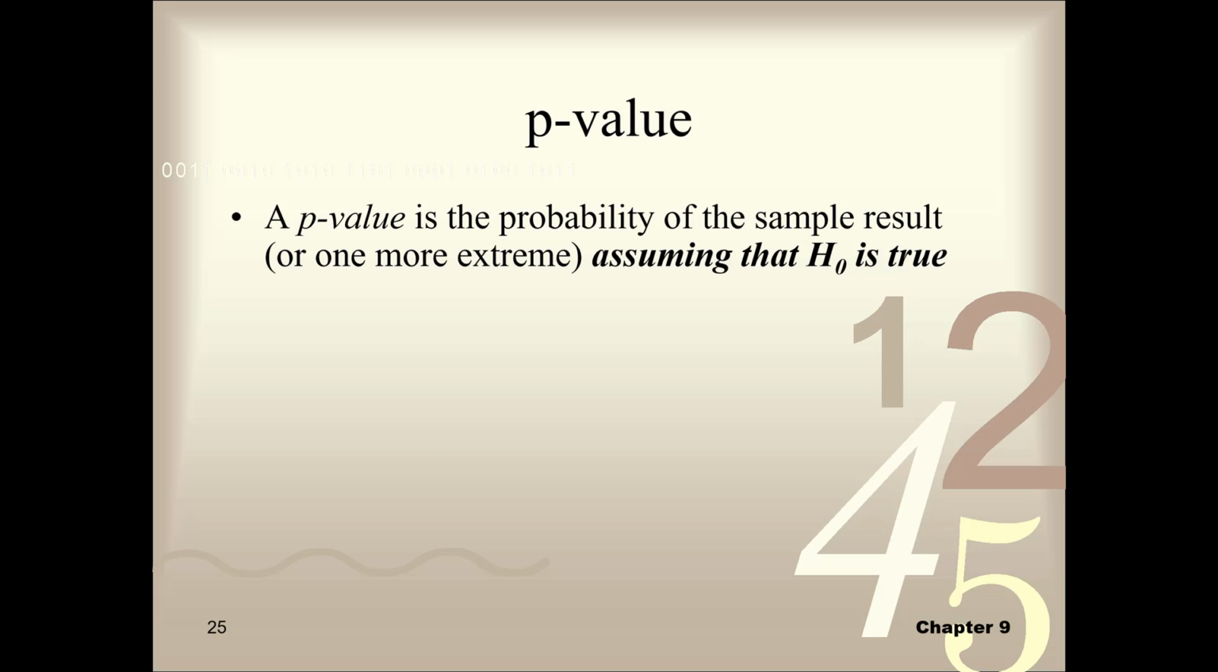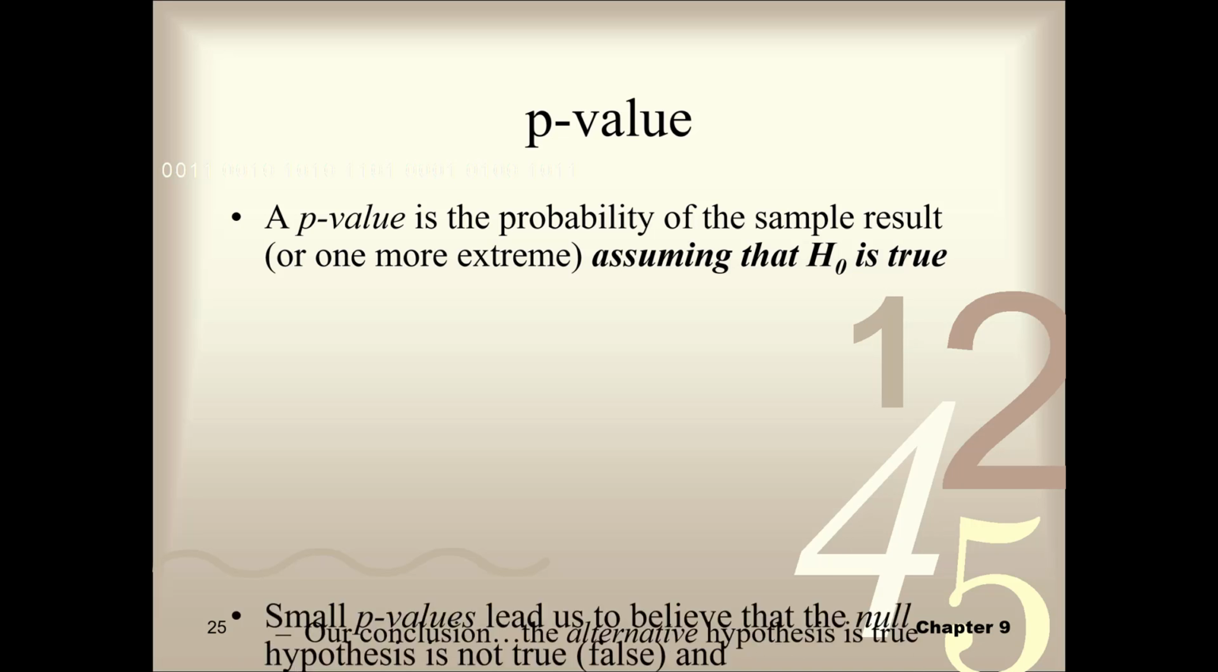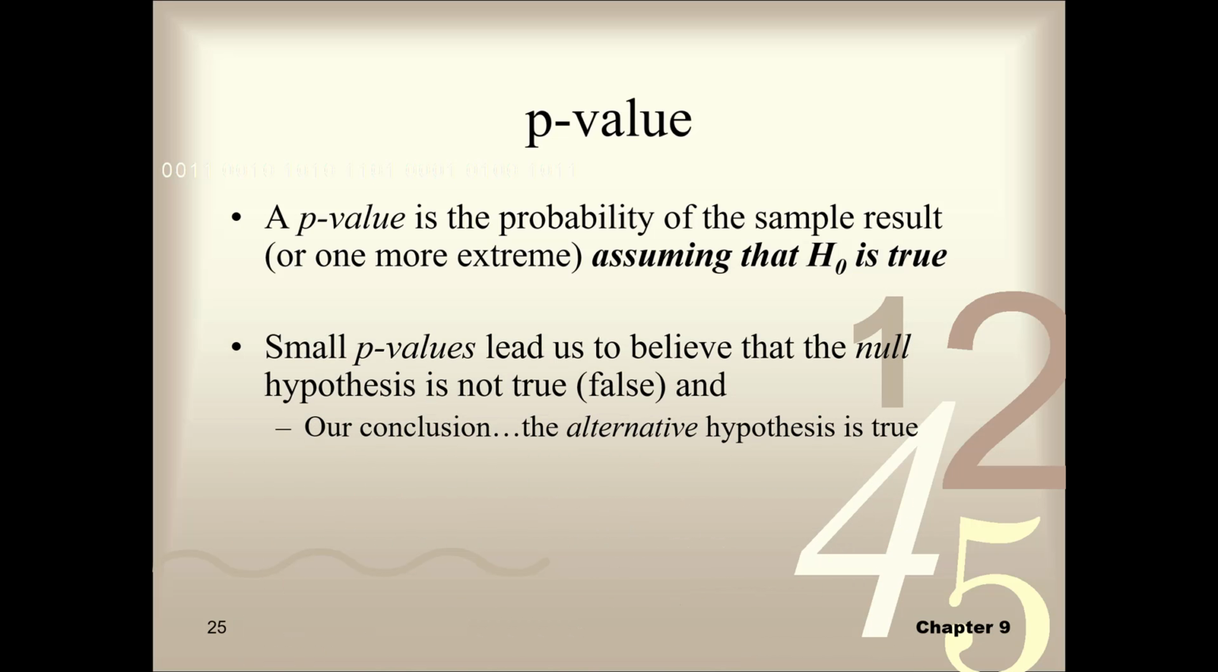Okay, and just again about the p-value, some different wording here. A p-value is the probability of the sample result, or one more extreme, assuming that null is true. So this is describing the p-value not in the context of the problem we just saw. If it was a less than problem, it would be a p-value is the probability of the sample result, or one less, assuming the null is true. So small p-values lead us to believe that the null hypothesis is not true. And the conclusion is that the alternate is true.